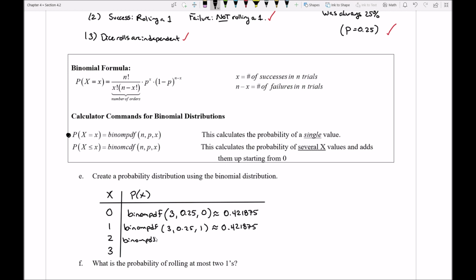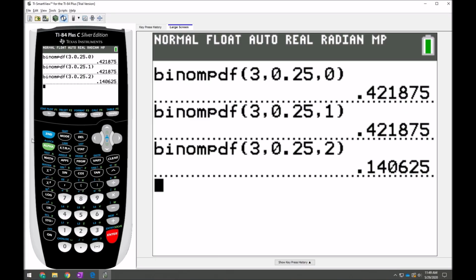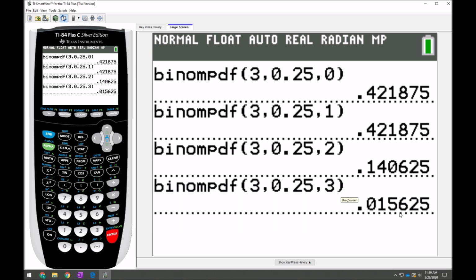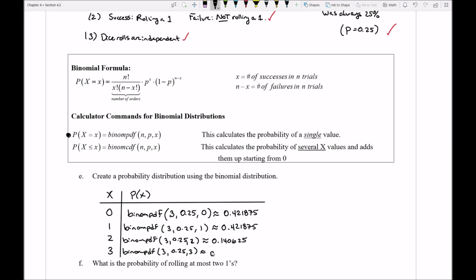This would be binom PDF 3, 0.25, 2, and I get 0.140625. For the last one, I get pretty much the exact same setup. Oops, sorry, this should have been a 2 up there. I'm going to now have a value of 3. And if I test this out on the calculator, I do that by clicking second and enter, and changing my value to a 3. And when I hit enter, I get 0.015625.